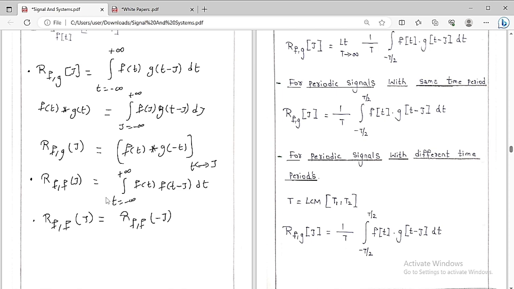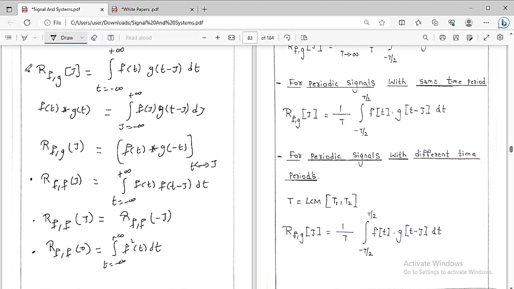And one more thing I have already told you: if you substitute tau equal to 0 in this expression, then f of t into f of t is f square of t, and the remaining thing is integration from t equal to minus infinity to plus infinity of f square of t dt, which is nothing but the energy of the signal. So r f comma 0 is called the energy of the signal, which is the integral from minus infinity to plus infinity of f square of t dt. This is the energy present in the signal f of t.